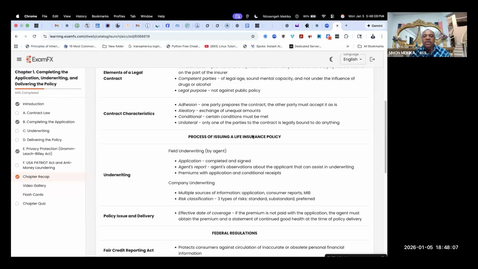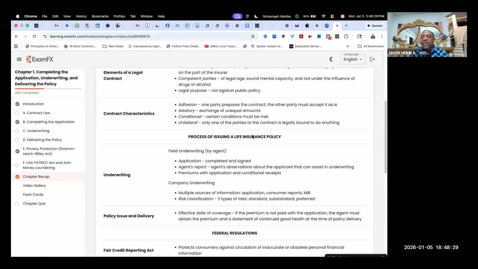You heard it all. So what is the process of getting a life insurance policy? Well, this is outlined there. Very simple. We'll just go straight to it. Field underwriting is you, the agent. You have to ask the questions and get answers, especially the application. You fill it.